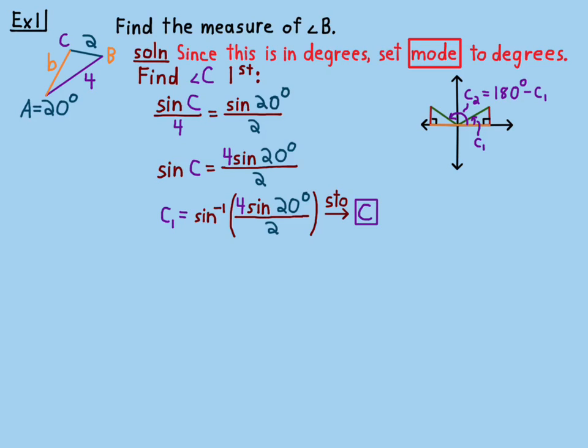Or, I'm sorry, we're not in radians, we're in degrees. So it would be 180 minus C1 is the other angle. So you have to keep track of this stuff. Every time you do an arc sine, or any inverse trig function, you have to ask yourself, is there more than one value that works? Because the inverse trig function only gives you one.